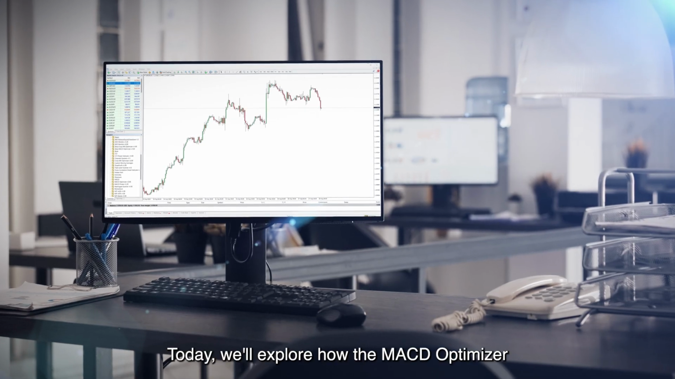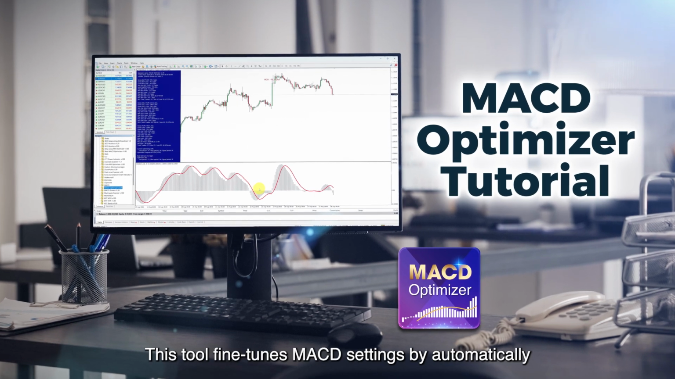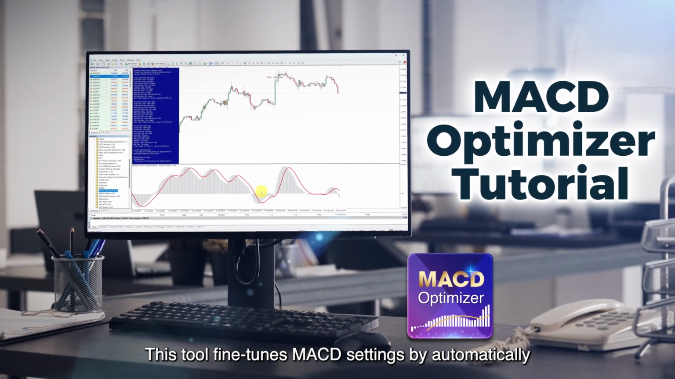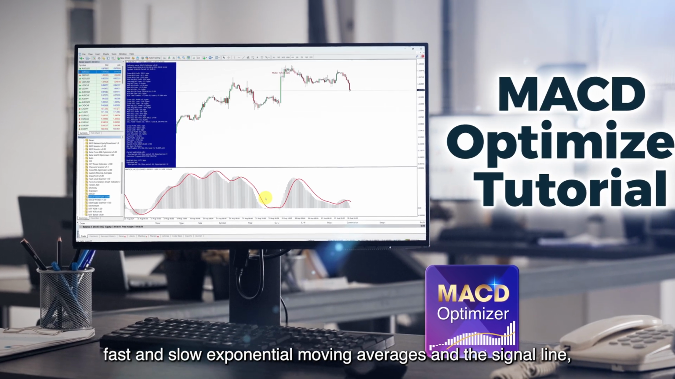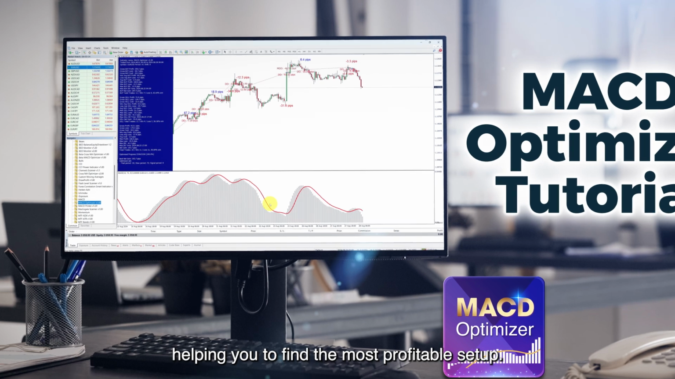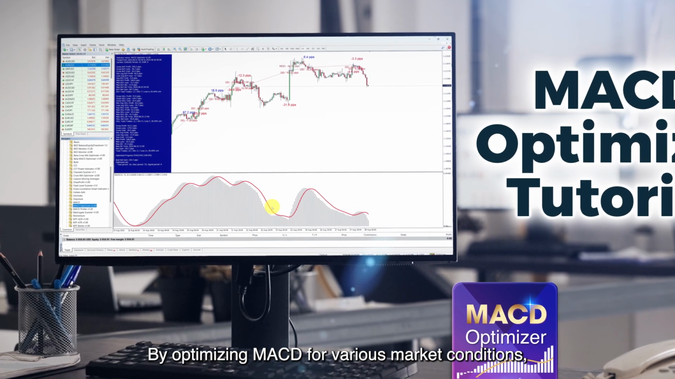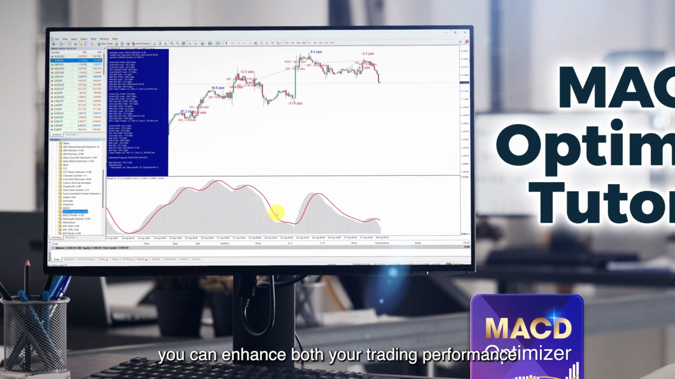Today, we'll explore how the MACD optimizer can sharpen your trading strategies. This tool fine-tunes MACD settings by automatically backtesting different combinations of fast and slow exponential moving averages and the signal line, helping you to find the most profitable setup. By optimizing MACD for various market conditions, you can enhance both your trading performance and decision-making.